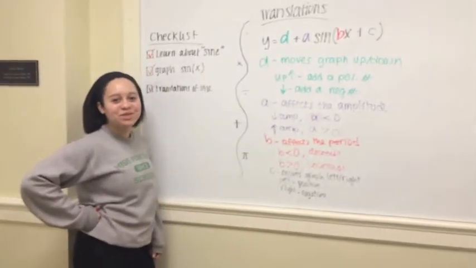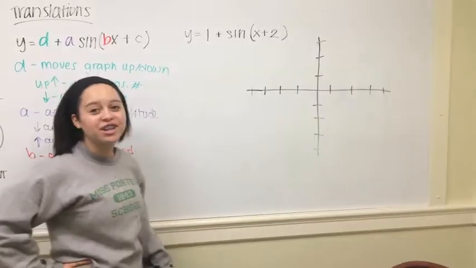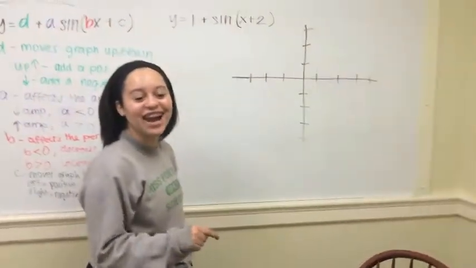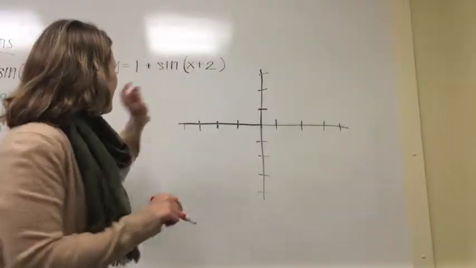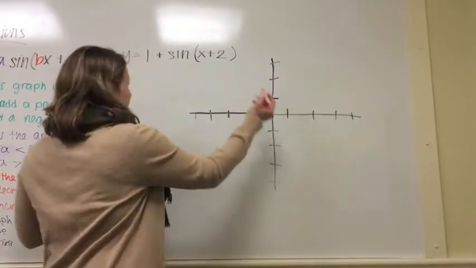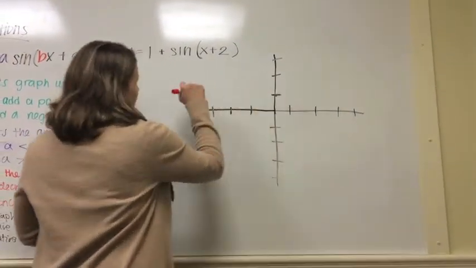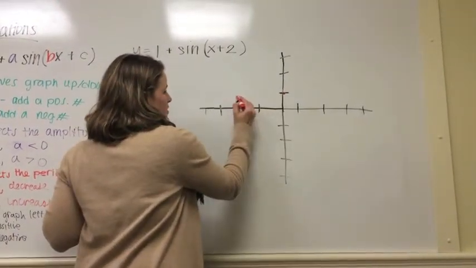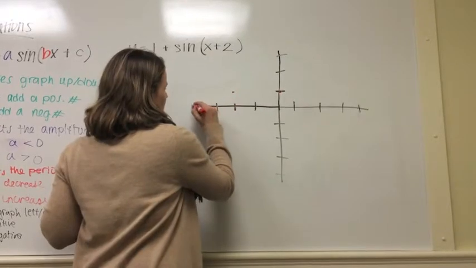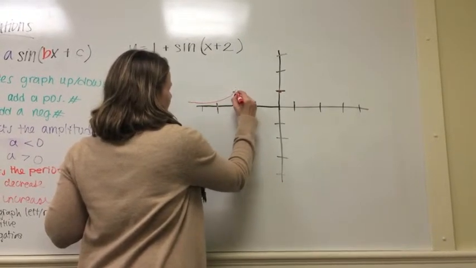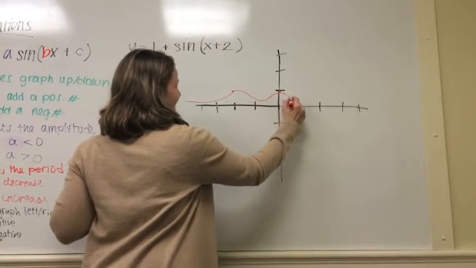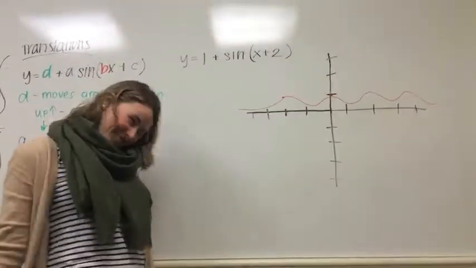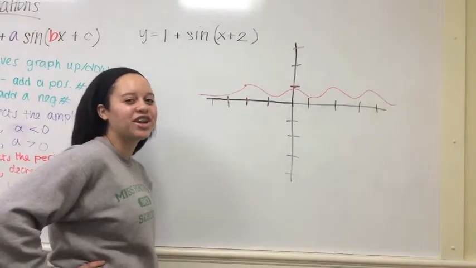Now we're going to do some problems. I'm going to pick on someone from my random calculator. Number 13. Alex, that's you. It's going to move up on the y-axis 1, and then it's going to go to the left on the x-axis 2. So it's going to go... Alex, good job.